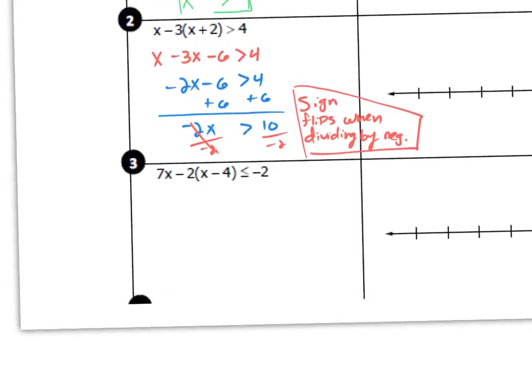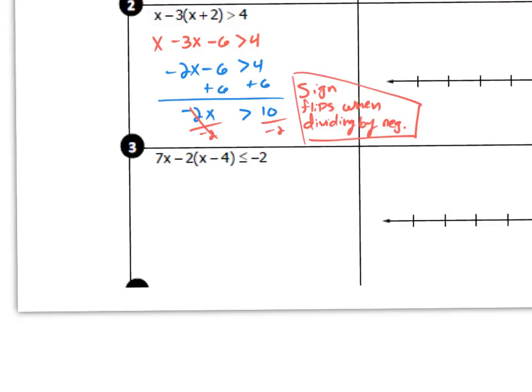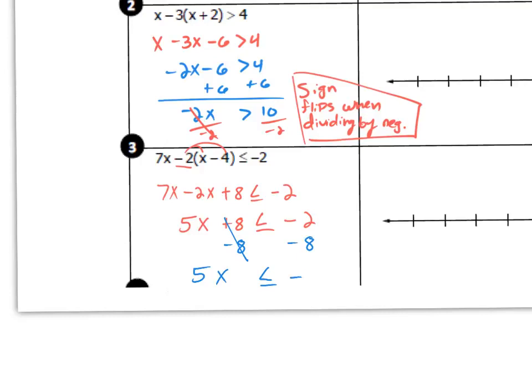So this last one, we've got to solve the inequality before we start doing anything really with it. And it turns out that this won't have a divide by negative in it. I notice that I need to distribute, so I'm distributing -2 to both things, so 7x stays the same, -2x, and -2 times -4, double negative makes a positive, so plus 8 is less than or equal to -2. I'm going to combine like terms, so that ends up being 5x plus 8 is less than or equal to -2. I have to use the subtraction property of equality to subtract that 8. I'm left with 5x is less than or equal to -10.